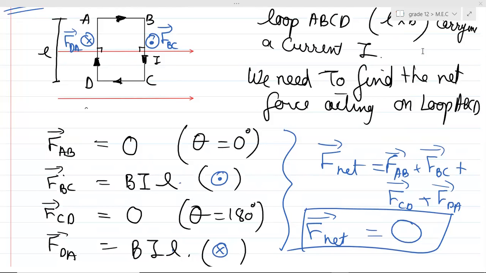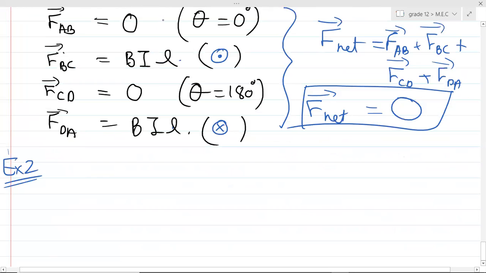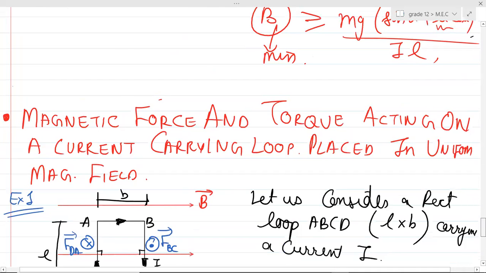Let's take another example. Suppose the same rectangular loop is there.